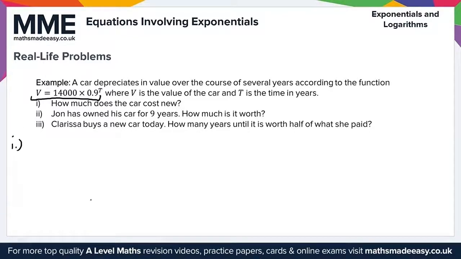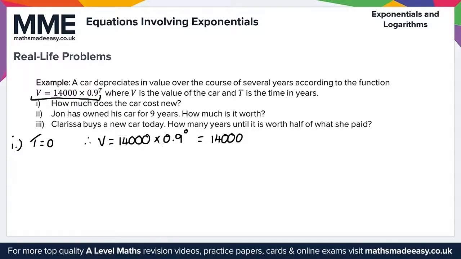Now we're asked how much is the car when it's brand new essentially. So in that case, that would be when t is equal to 0. The time in years is just simply 0. So t equals 0, and all we do now is we take our equation for v here and substitute t equals 0 in. Okay, so therefore v is going to be equal to 14,000 times 0.9 to the power of 0. Okay, and remember anything to the power of 0 here is equal to 1. So that gives us 14,000 times 1, which is equal to 14,000. Okay, so that's our first part there, hopefully nice and straightforward.